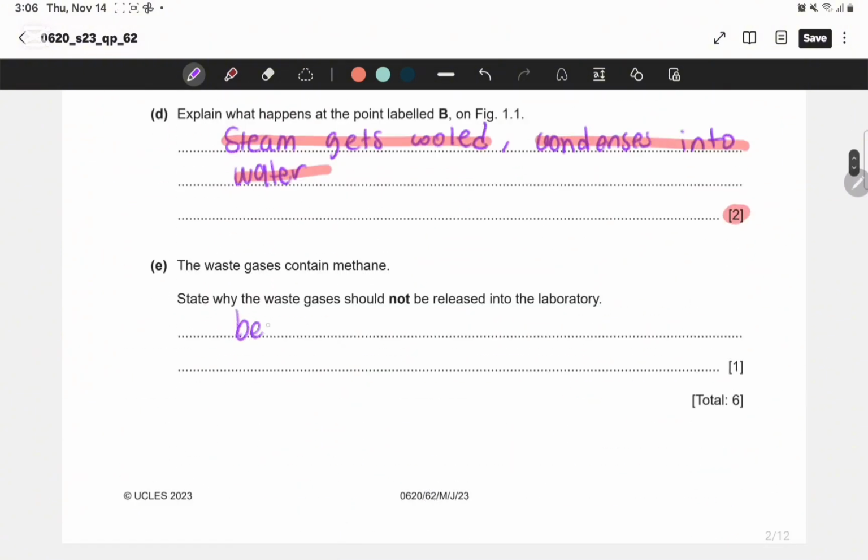So we can say because it is flammable. Flammable, whatever. So I say flammable.